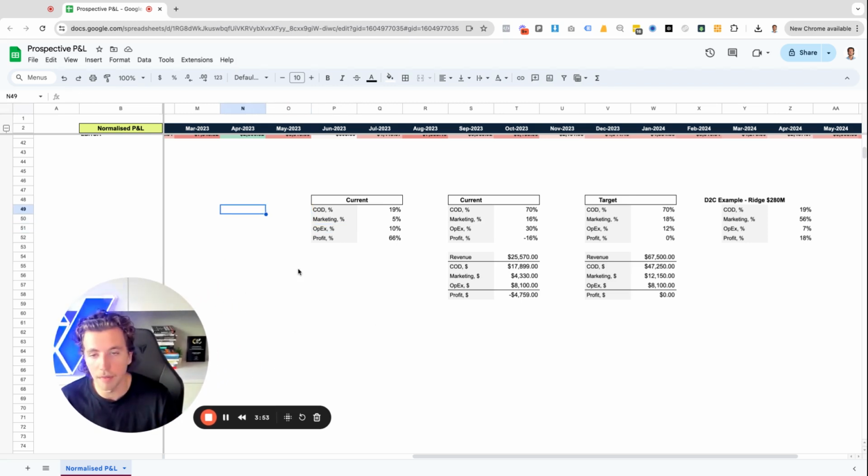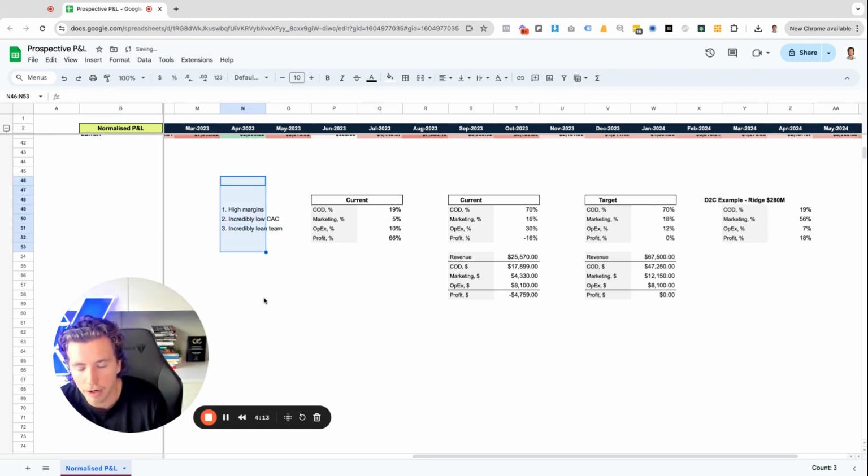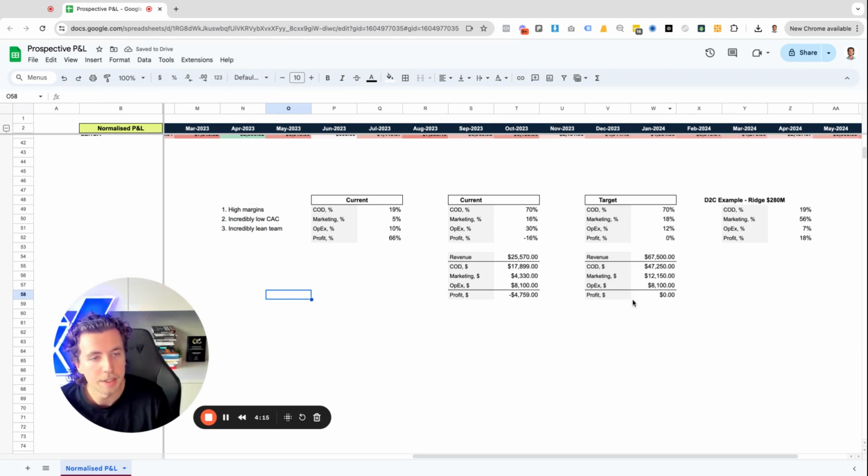You need to have one of them. Ideally, you have multiple, but that's very rare. And to just write this out, number one is incredibly high margins, gross. Number two is incredibly low CAC. And then number three is incredibly lean team. If you have all of these, you're in an incredibly good position, but normally it's very difficult to even get one of these. So this brand that we took on, this was their P&L structure.